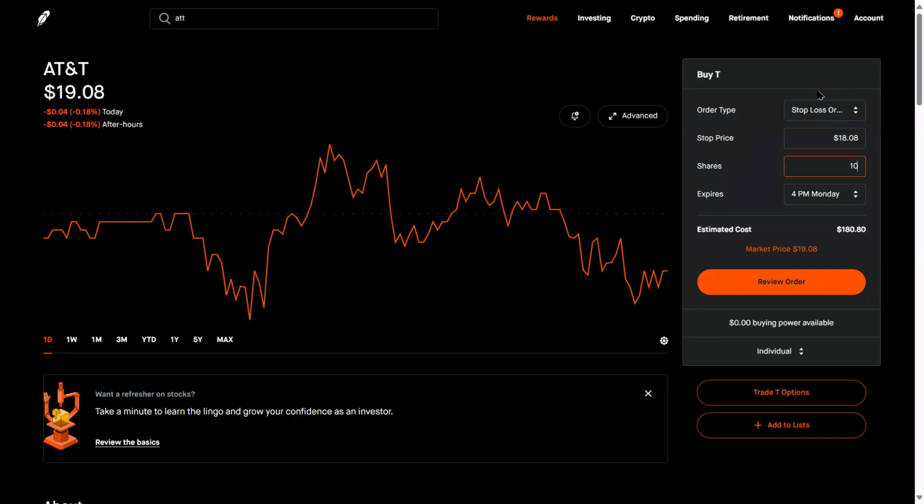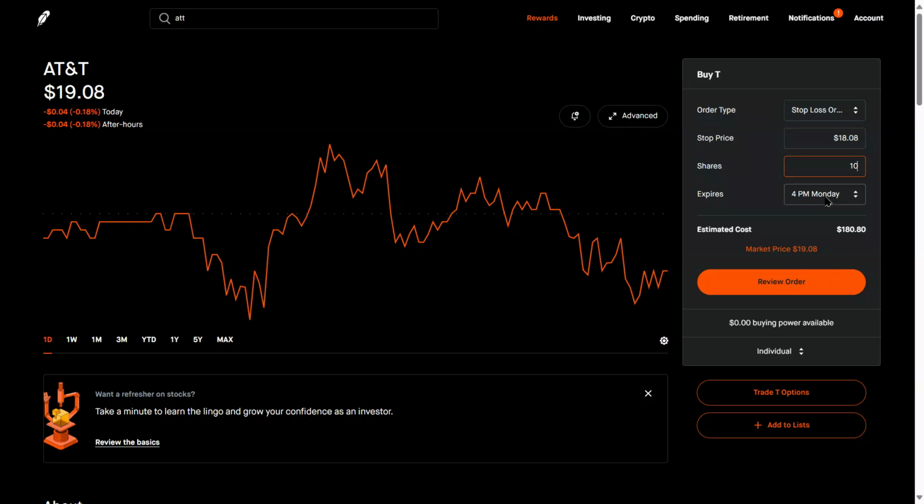Then you would set this to the price that you would want your stop to be, right? Where you tap out, and this is important, right? The expiration. As you can see, it says 4 p.m. Monday, because Monday is the next trading day, right? So on Monday, if you set the stop loss, it would only be good until the market close. The market opens at 9:30 a.m. Eastern time and closes at 4 p.m. Eastern time. So this stop would only be good for Monday if you keep these settings.